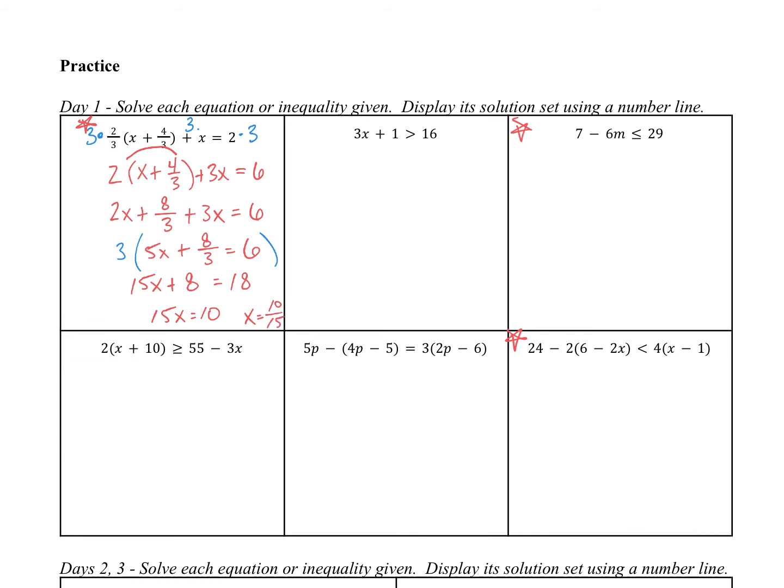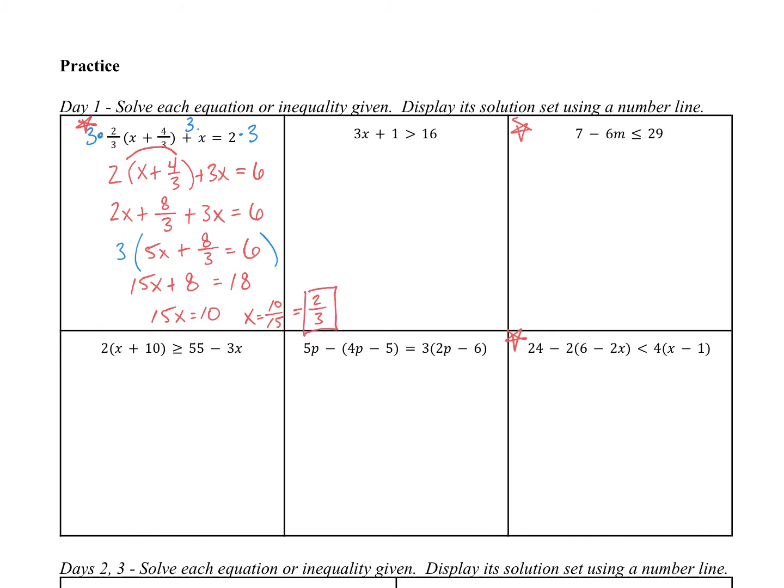All right, so 10/15. We wouldn't want to leave our answer that way. We want to always reduce any improper or any fraction at all as much as we possibly could, but we do want to leave it as an improper fraction. 10/15 reduces to 2/3. So that's my final answer here.